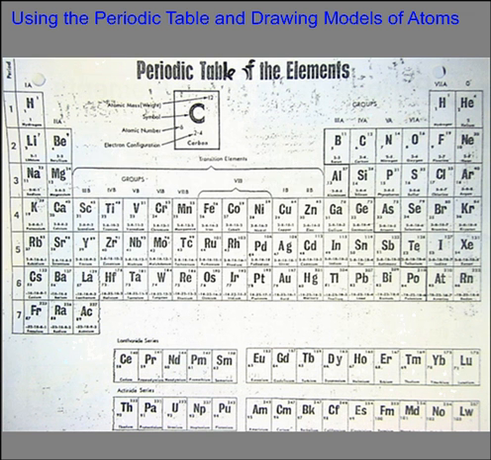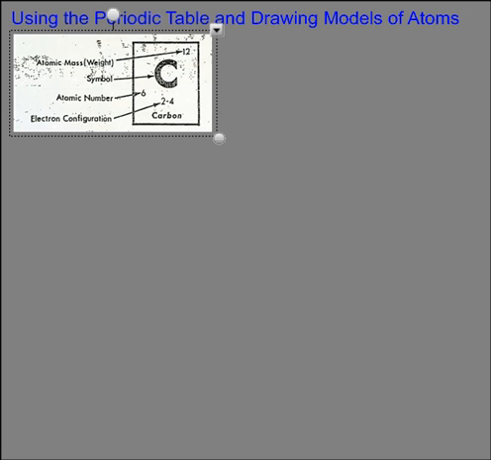So here's my periodic table again, or one of the versions that we've been using. Let's just pick an element to draw. You know what, let's do carbon, which is right here, which is also the one that they usually use for the key. Okay, so here's my information from the periodic table for carbon. I can see the atomic number, the atomic weight, the electron configuration. That's all the information I need to draw this element.